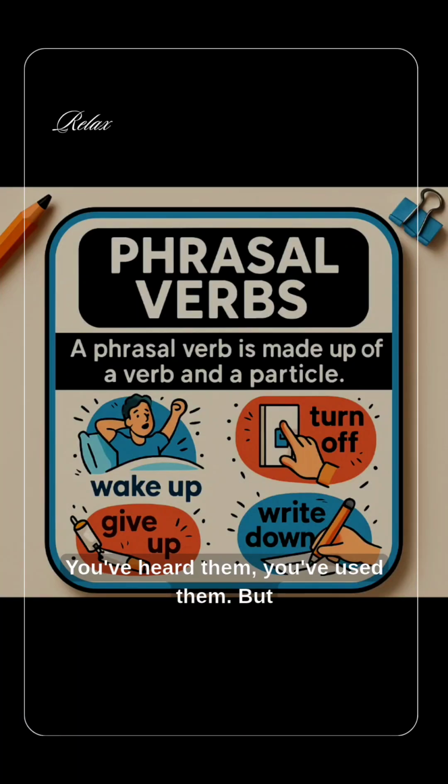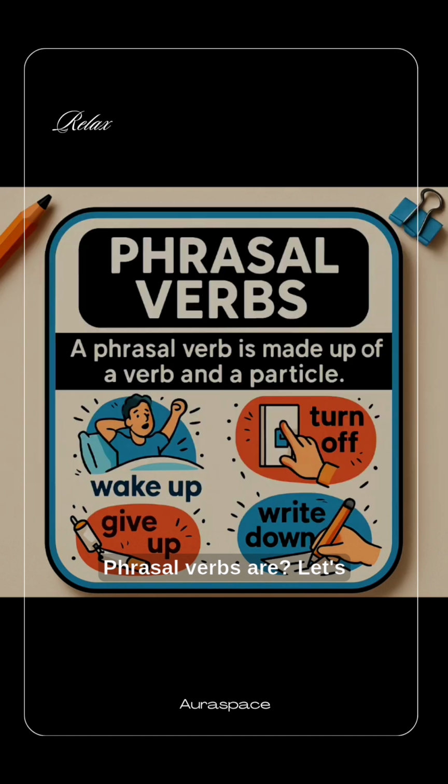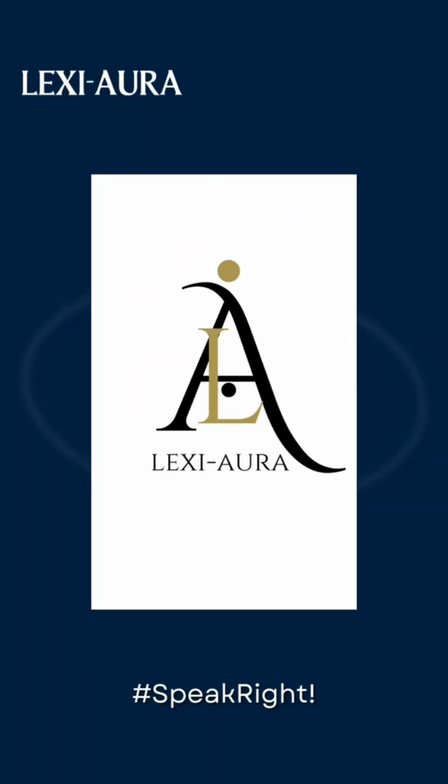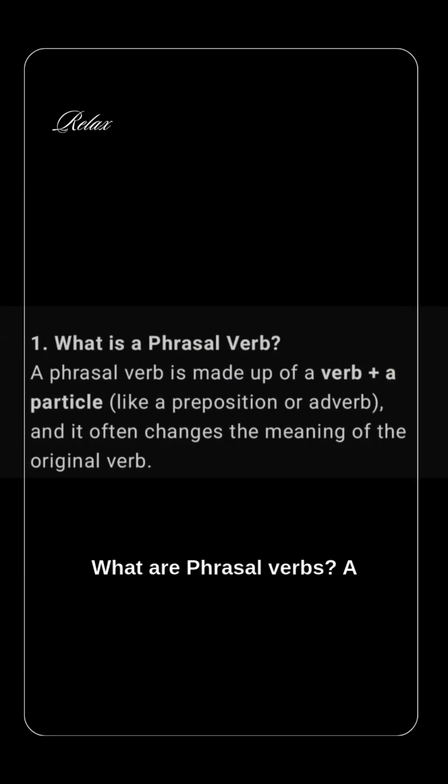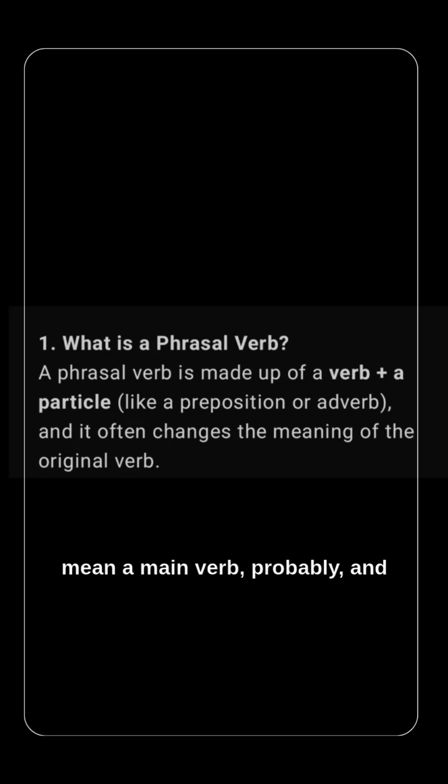You've heard them, you've used them, but did you really know what phrasal verbs are? Let's break it down. What are phrasal verbs? A phrasal verb is made up of a main verb and a particle, usually a preposition or an adverb, and it often changes the meaning of the original verb.